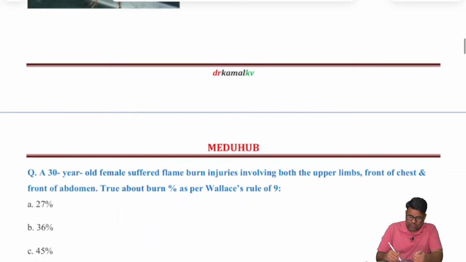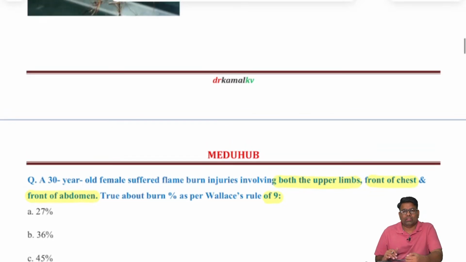Now there was a question about calculation of the total body surface burnt area as per the Wallace rule of 9. Here it was mentioned that a lady has burn injuries involving both of the upper limbs, front of chest and front of abdomen. So what is the total burn surface area? To calculate these kind of numerical questions, firstly you have to understand what the Wallace rule of 9 is.